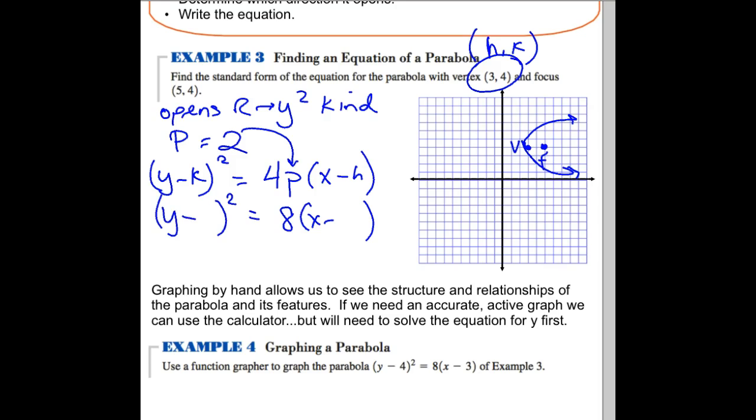Now, students often put the vertex in the wrong spot. They see HK and they dump them in that order. But because this is a y squared kind, we need the y coordinate over here on the left. So the y coordinate of my vertex was 4. I need a 4 here. My x coordinate of my vertex was 3. It has to go with the x piece. Does that make sense? Okay.